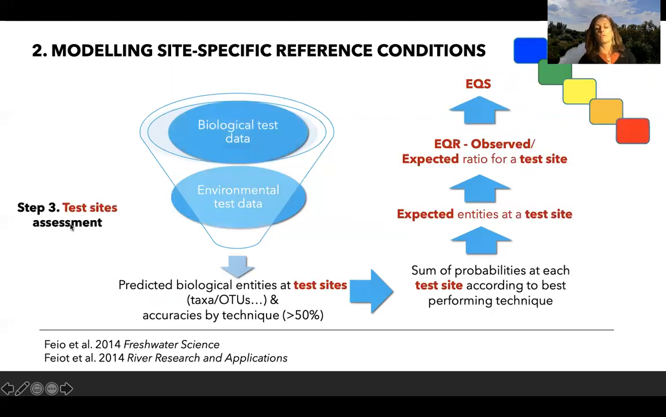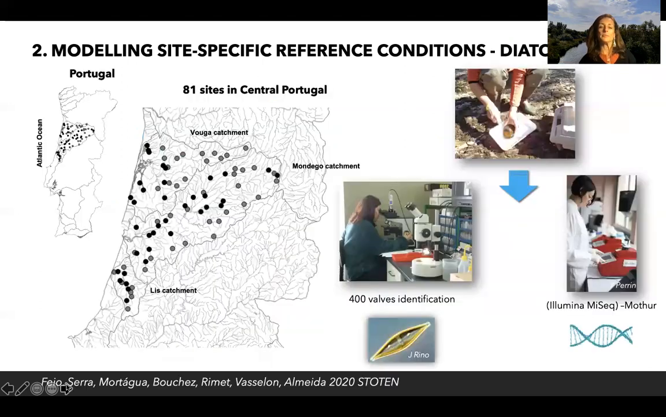Finally, for the test sites, so sites of unknown quality, we provide the biological data from the samples, we provide environmental characteristics, and we predict what should be there if the site was in reference condition, and then we compare with the observed. So we calculate the observed expected ratio, or the ecological quality ratio, and get a classification.